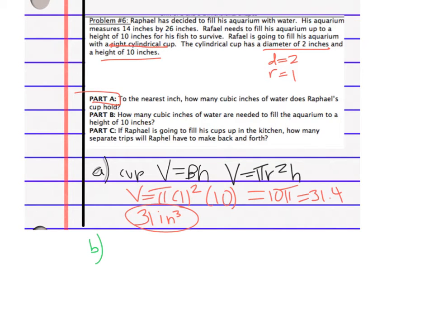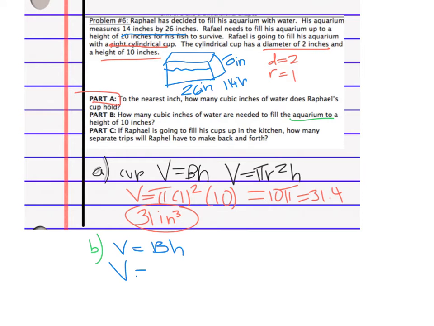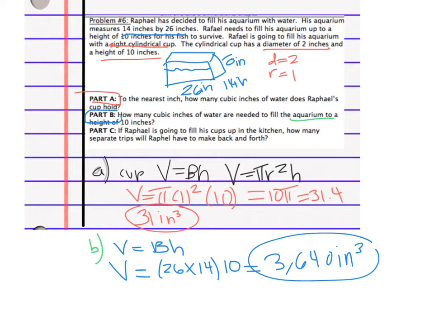How many cubic inches are needed to fill the aquarium? So the aquarium is a prism and it's 14 by 26 inches. And he needs it to be 10 inches high of water for his fish and turtle friends. Anyway, the volume of a prism, we're doing base times height. Remember, B is the area of the base, so 26 times 14, and then the height is 10. You plug that whole thing in, and I am getting 3,640 cubic inches. So that is my answer for part B, the aquarium.